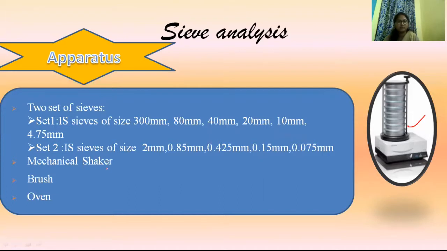And we can use a mechanical sieve shaker. The figure shows the mechanical sieve shaker, brush and also oven. For cleaning purposes, we can use a brush, and an oven is used because the soil should have minimum moisture content. The main apparatus used for sieve analysis is a set of sieves, mechanical sieve shaker, brush and oven.